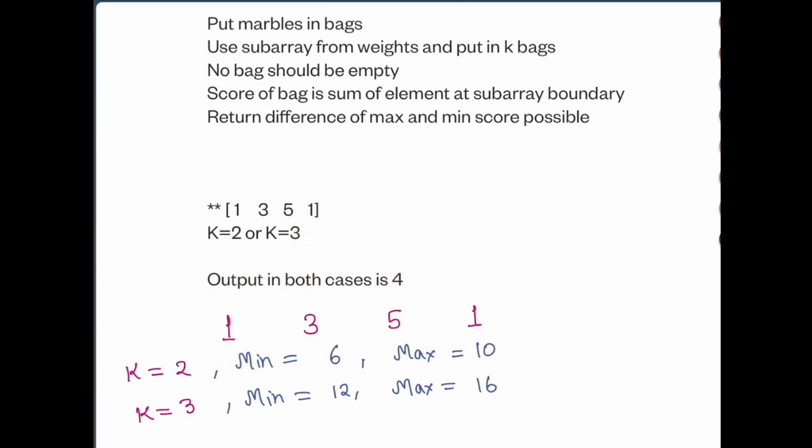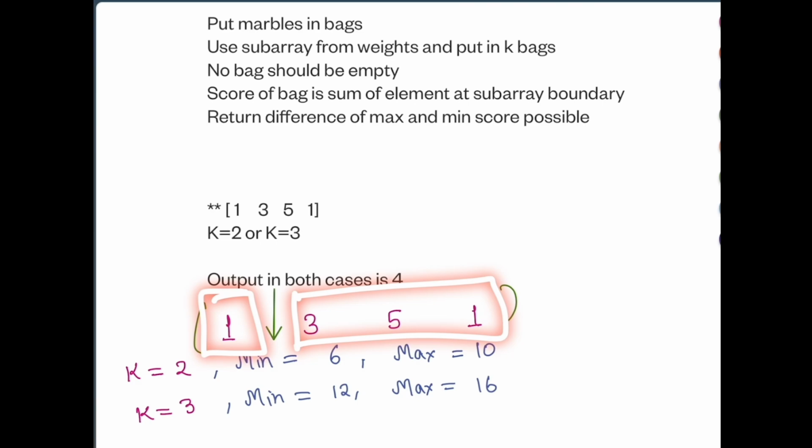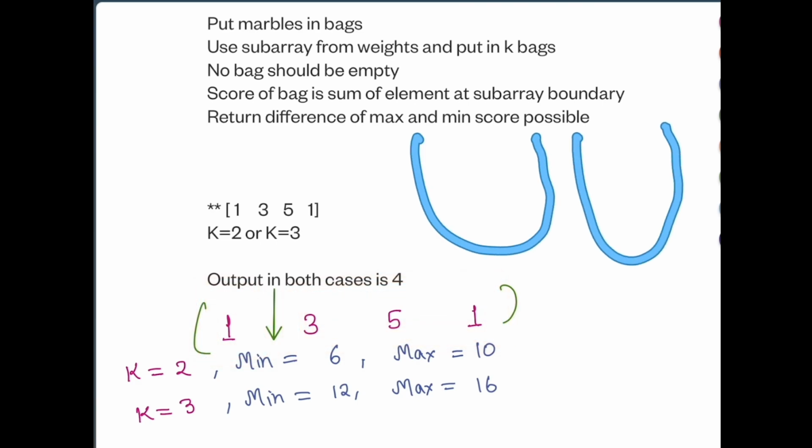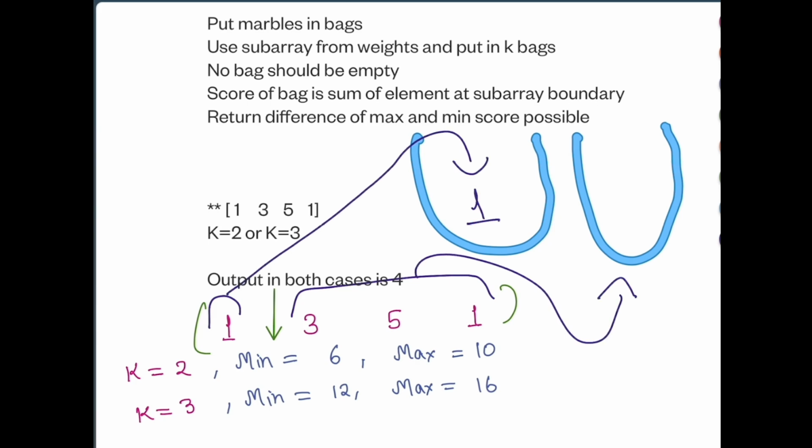You can also split this array at this point, right? And this will also make it two subarrays. One is having just one element, other is having three elements. And again we are having two bags, right? These are our two bags. And what are our subarrays? This is the first one, this is the second one. Put this into the bag, this will have one marble. Put this subarray into the other bag, this will have three marbles, 3, 5 and 1.